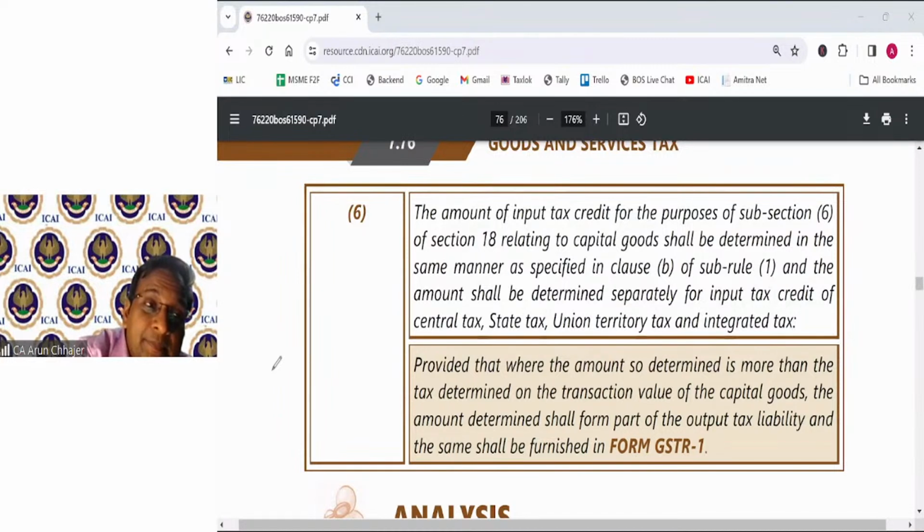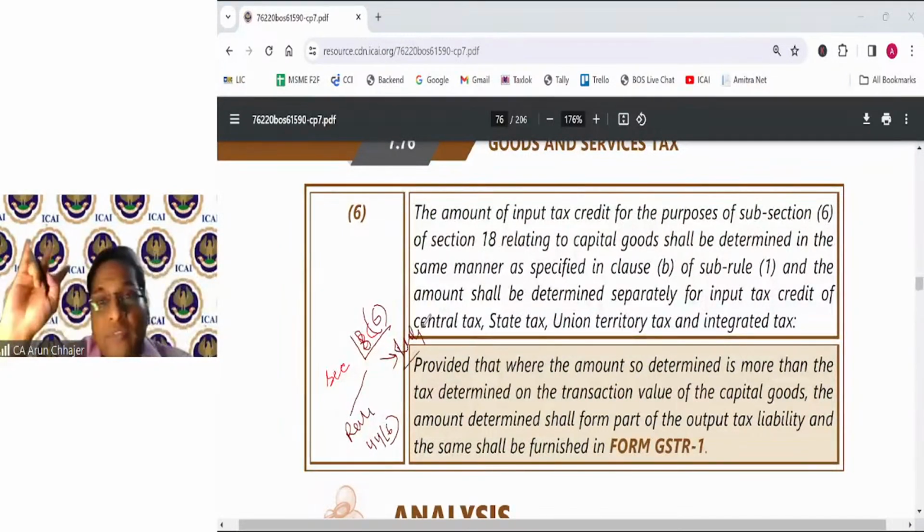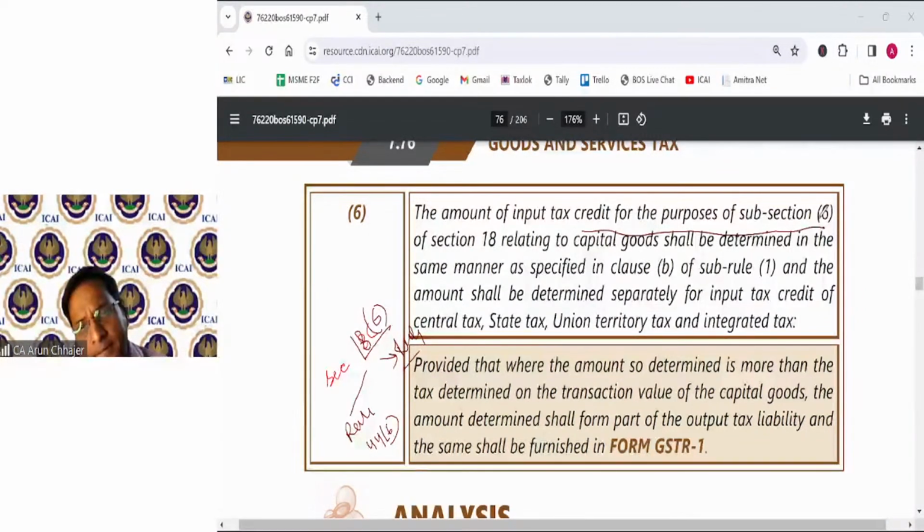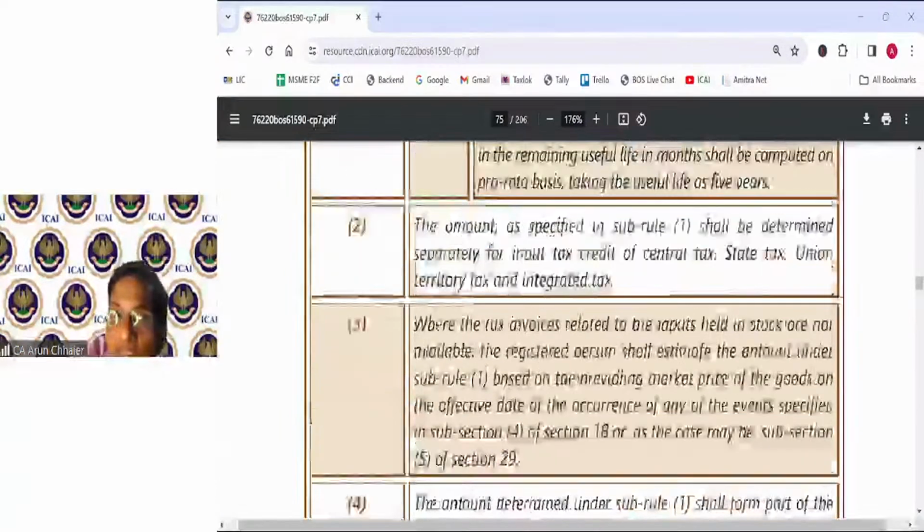for section 18 subsection 6, rule 44 subrule 6 as well as rule 40, two provisions are applicable. But it says that the amount of the ITC for the purpose of subsection 6 shall be determined in the same manner as specified in clause B above. What is clause B? It will be treated as supply. So you are basically supplying the capital goods. So you need to pay the ITC, you need to pay the GST.